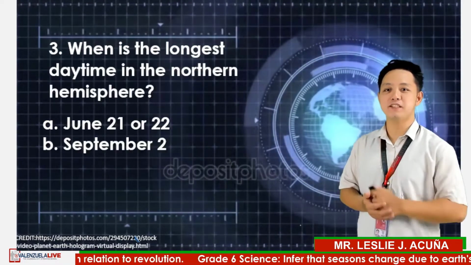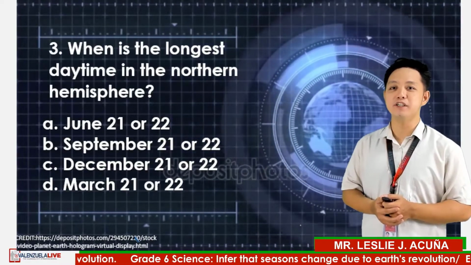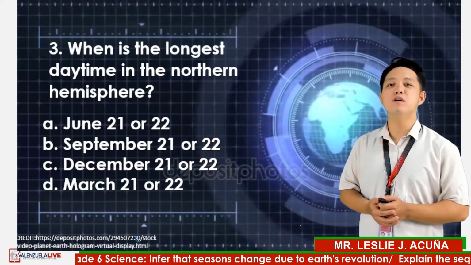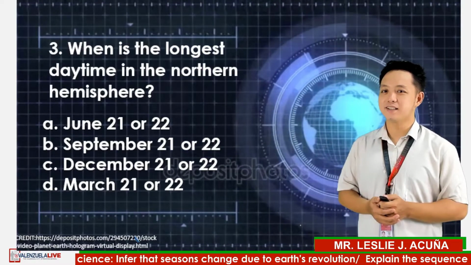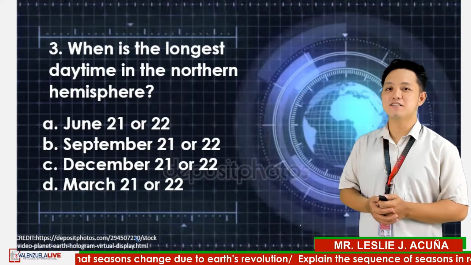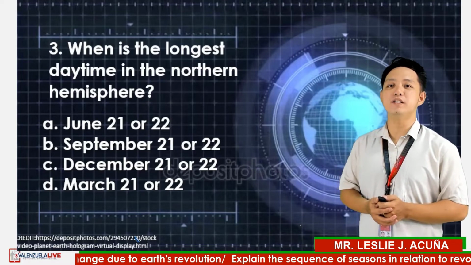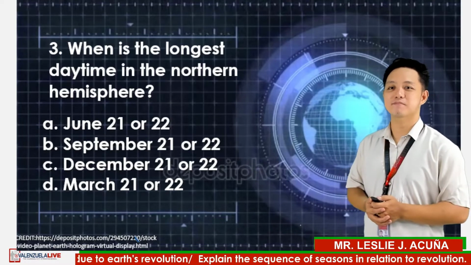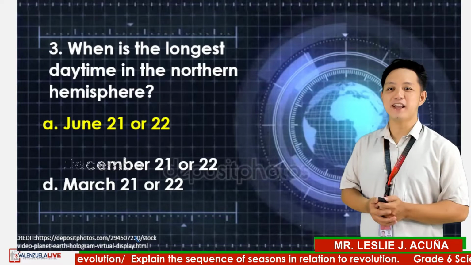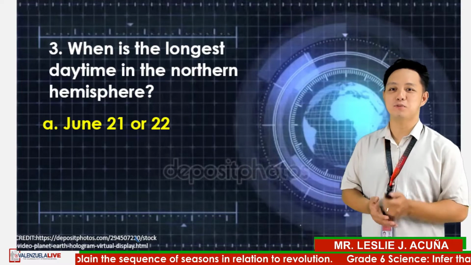Let's go to question number 3. When is the longest daytime in the northern hemisphere? A, June 21 or 22. B, September 21 or 22. C, December 21 or 22. Or D, March 21 or 22. What is the answer? The correct answer is letter A, June 21 or 22.